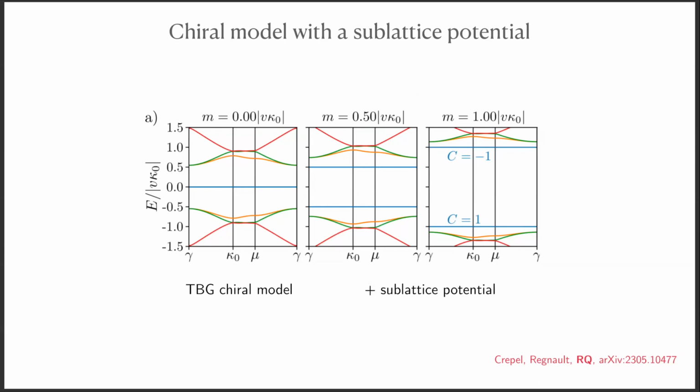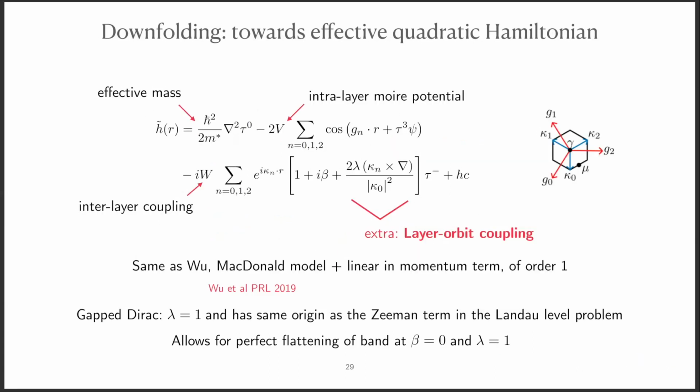But what is actually quite insightful is to do the same thing that we do with the magnetic field, which is downfold to the lower bands and see what are the additional corrections to our theory of the TMDs. And what you get is basically p squared over 2m. So it's a free electron, right? Under a Moiré potential, which has an interlayer Moiré potential, an interlayer coupling. That is exactly the same.